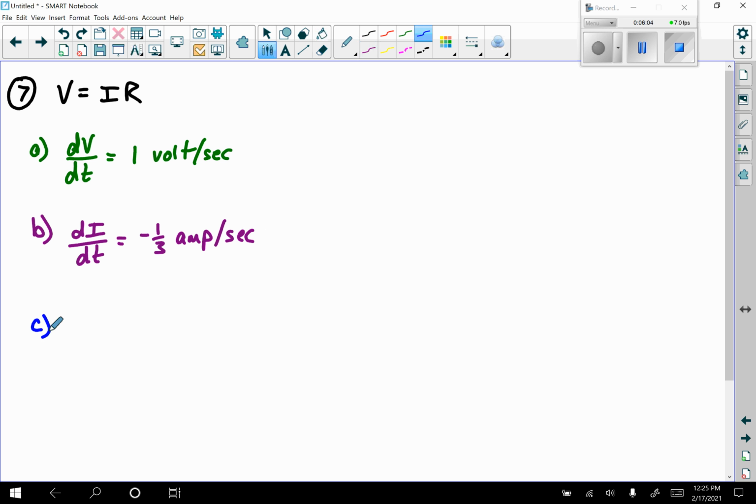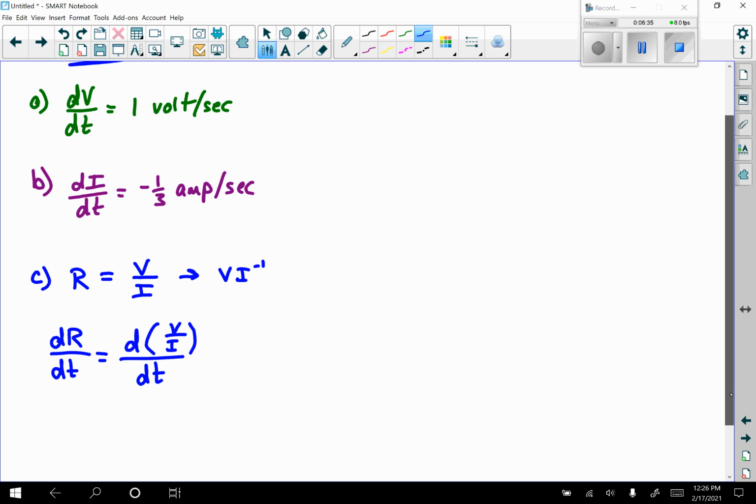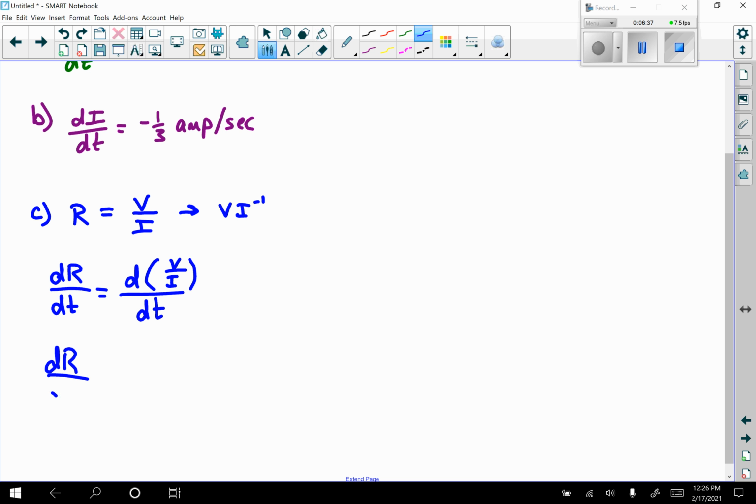Question C is write an equation that relates dR over dt to dV over dt and dI over dt. So we want to start with dR over dt. We're going to solve this equation for R, so that becomes V over I. Then dR over dt is going to be the derivative of this quotient. We could use the quotient rule, or we could say that this is V times I to the negative first.